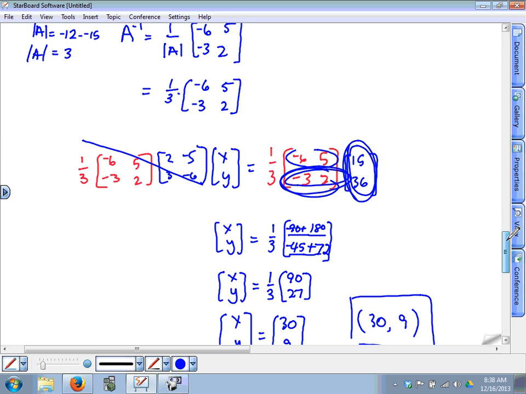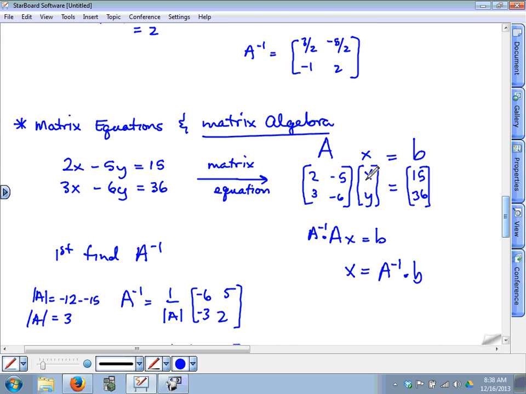Now let's just double check. 30, 9, does that really satisfy the system of equations? If we have 30, 9 as a potential solution, does that even work? 2 times 30 is 60. Minus 5 times 9, so that's minus 45. Does that work? Okay. 3 times 30 is 90. 6 times 9 is 54. 90 minus 54 is 36. So the answer really is 30, 9.